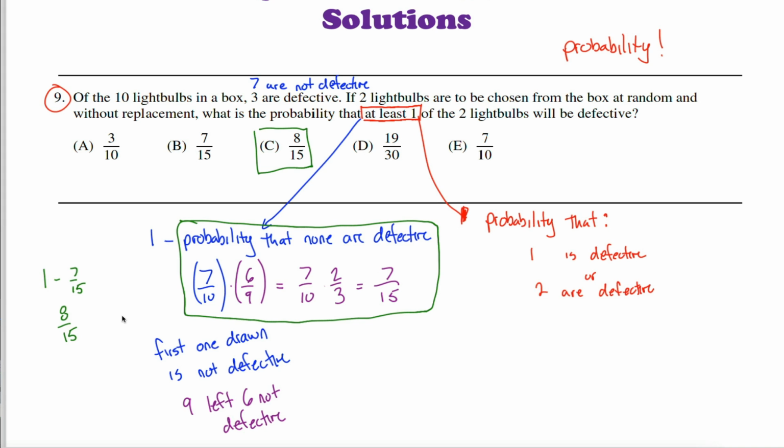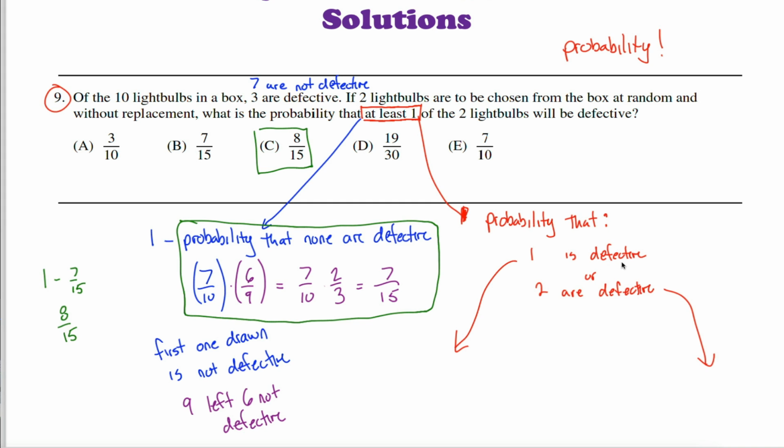This complement trick can save you a lot of time. In case you don't believe me, or in case you want a little bit more practice with probabilities, I'm going to solve the problem this way. To figure out the probability this way, as I mentioned before, there's 2 different questions. I need the probability that one of the light bulbs is defective, and then I need to add to that the probability that 2 of the light bulbs are defective.